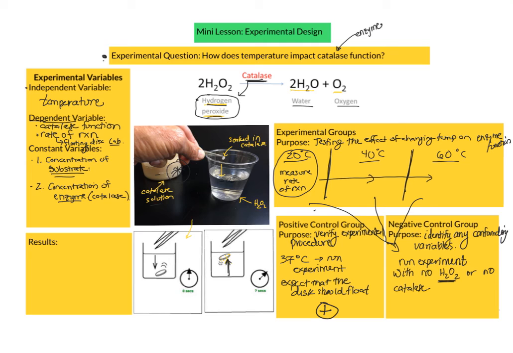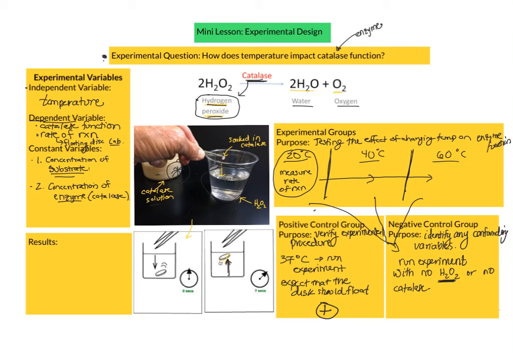Let's say we choose this first option. At 20 degrees Celsius, I'm going to run a negative control where instead of using hydrogen peroxide in the cup right here, I'm going to use water, meaning there's no substrate. I'm still going to dip my paper disc into the catalase. I'm going to drop it into the cup of water. And if everything is accounted for, that disc should just sink to the bottom. It should not float back up.